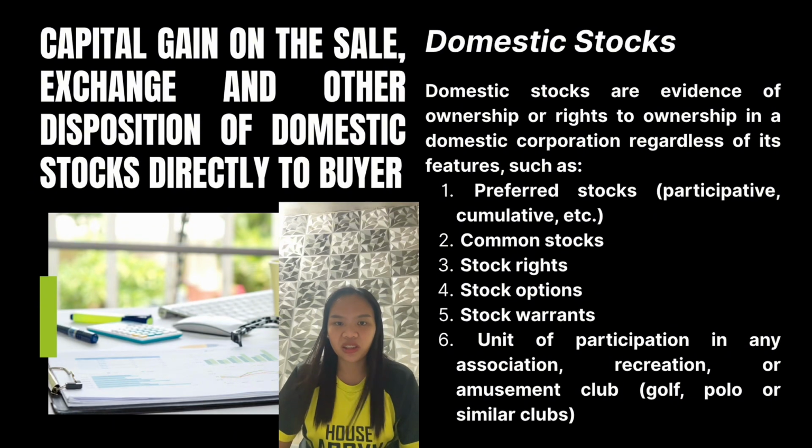These are privileges granted to existing shareholders to purchase additional shares at a discounted price. Fourth is stock options. These are contracts that grant the holder the right but not the obligation to buy or sell a certain number of shares at a specific price within a set time frame. Fifth is stock warrants. These are similar to stock options but are typically attached to a bond or other security and can be exercised at any time. Sixth is units of participation. These represent ownership in an association, recreation, or amusement club such as a golf club or polo club.